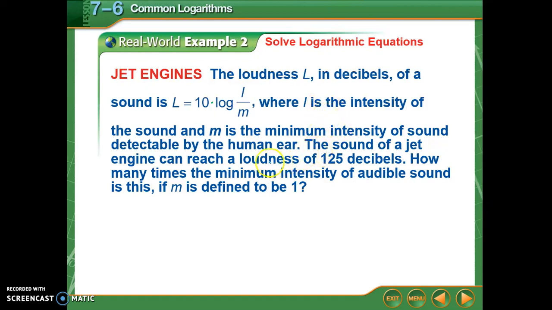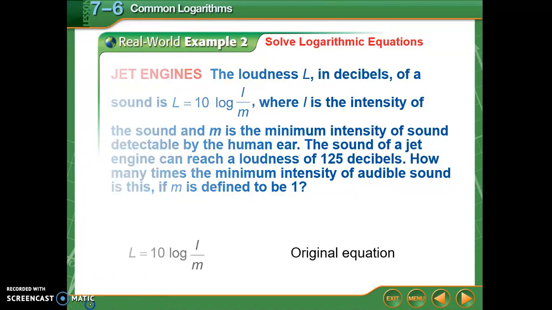It says the sound of a jet engine can reach a loudness of 125 decibels. How many times the minimum intensity of audible sound is this if M is defined to be 1? So they're telling us what M is. They're giving me the loudness, and they want me to find the intensity and figure out how many times the minimum intensity, the loudness, is.